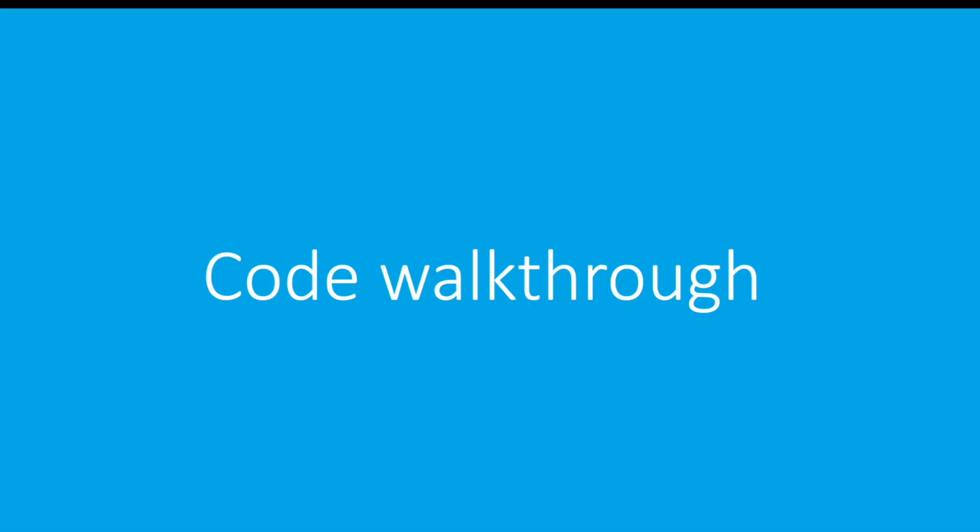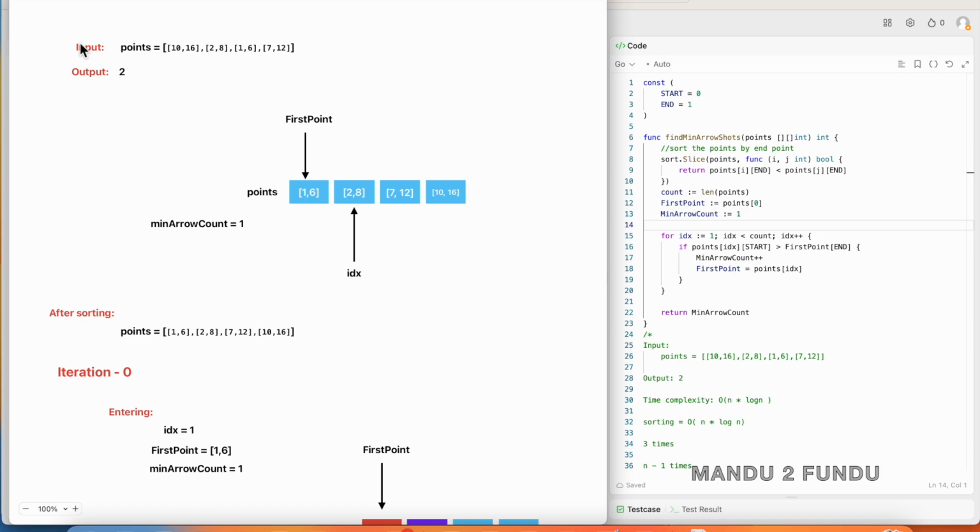Next, I'm going to do the code walkthrough with sample input. Let's do the code walkthrough for this input. So the expected output for this is 2. So with 2 arrows, we can burst all these balloons. In the find min arrow shots function, the first thing we do is sort the input array based on the end of the balloon's diameter.